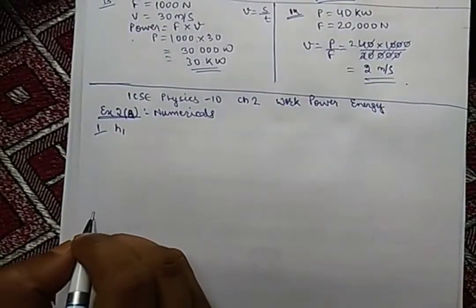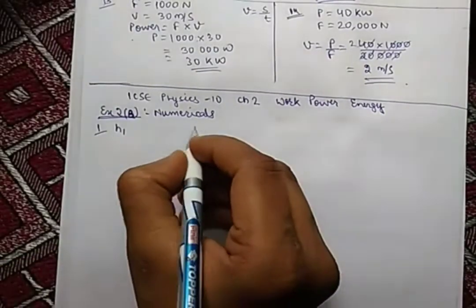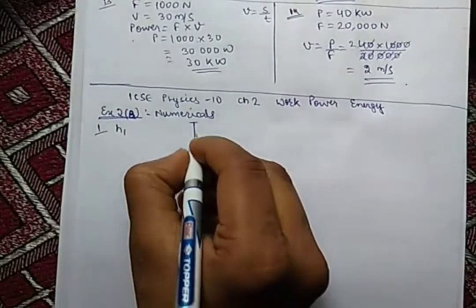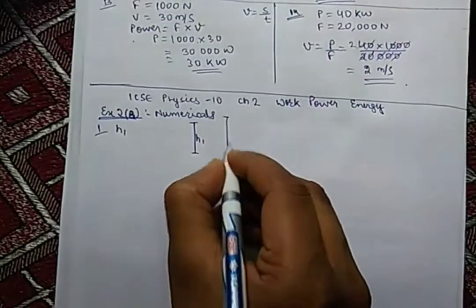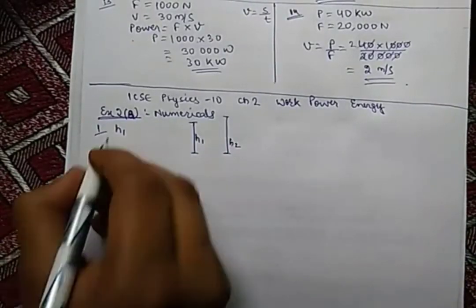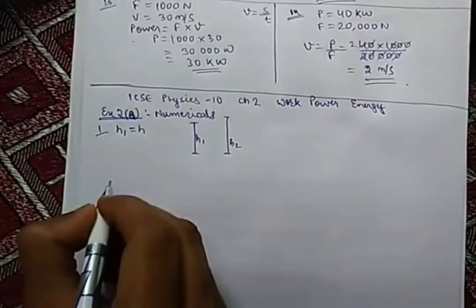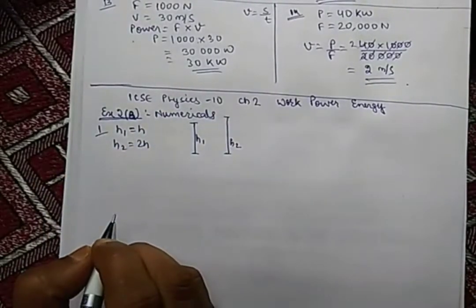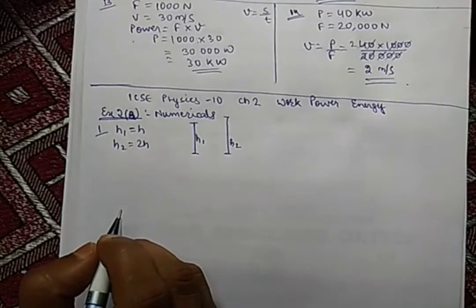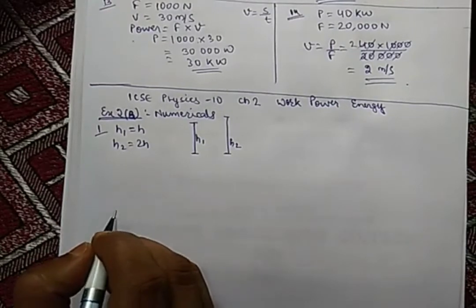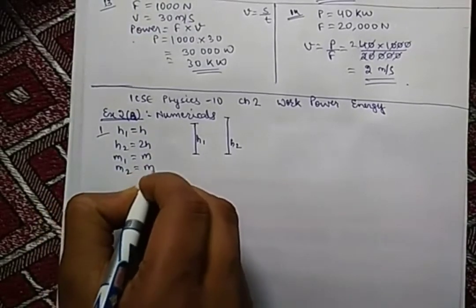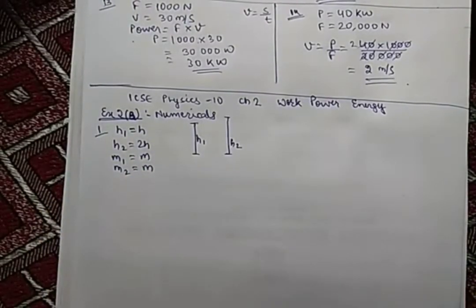Two bodies of equal masses are kept at two heights. One is kept at h1, another is kept at h2. So h1 is given as h and h2 is given as 2h. The mass of the first body is m1 equal to m, and m2 is equal to m, since it is given that the two bodies have equal masses.